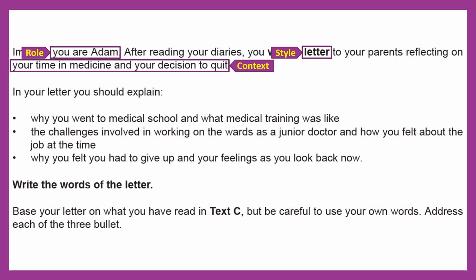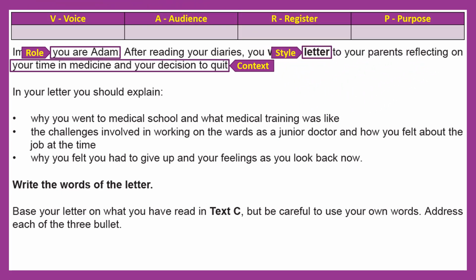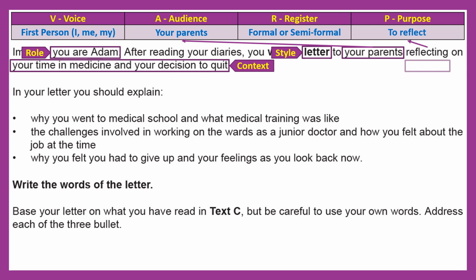Once you understand these key elements, consider the VARP. What is the voice? As you are writing the letter, it should be the first person. Who is your audience? Your parents. What is the appropriate language register? Formal or semi-formal? What is the purpose? To reflect. After identifying these aspects, focus on the bullet points outlining what to include in your letter.